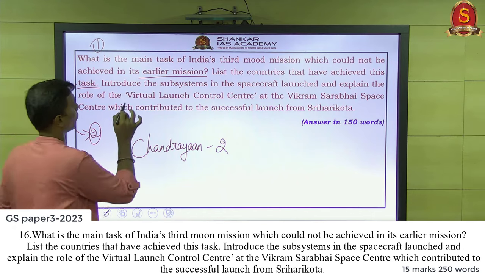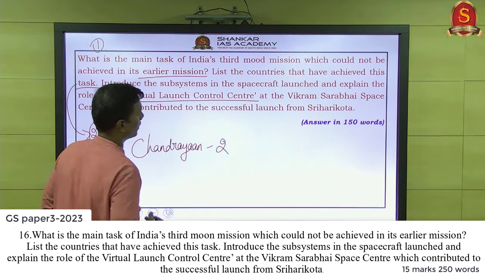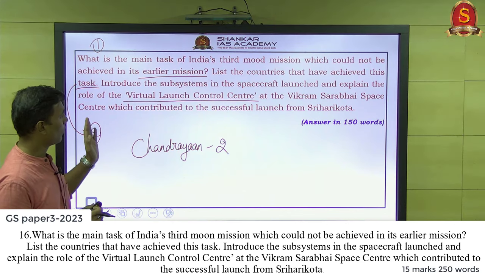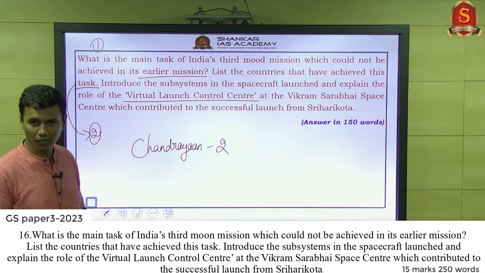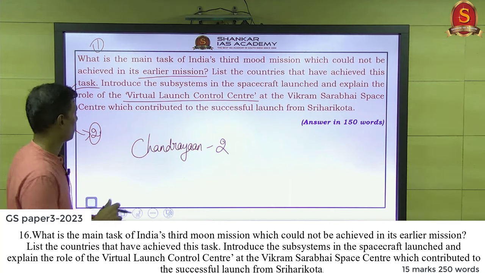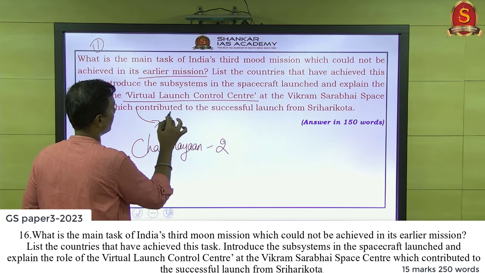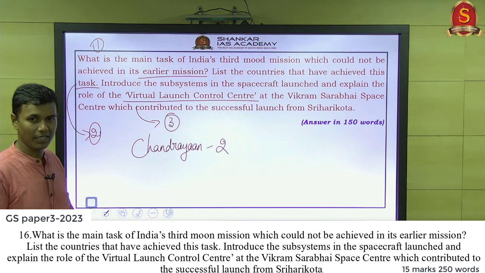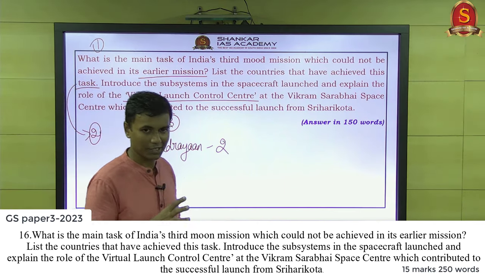And the third one, what is the role of the Virtual Launch Control Center at Vikram Sarabhai Space Center, which is located in Trivandrum, and how did it contribute to the successful launch of Chandrayaan from Sriharikota? So, you have to write about three important ones, wherein first, we will talk about this. What is the main task of India's third lunar mission, Chandrayaan 3?